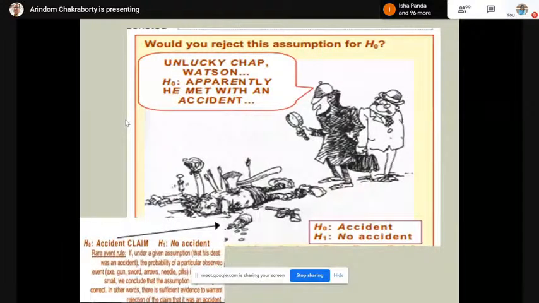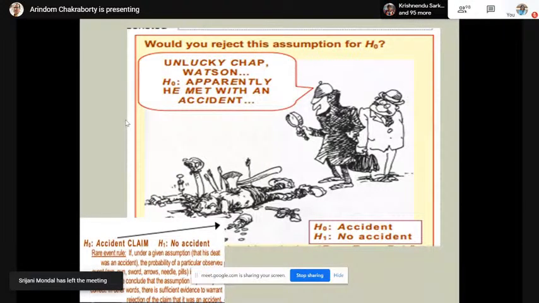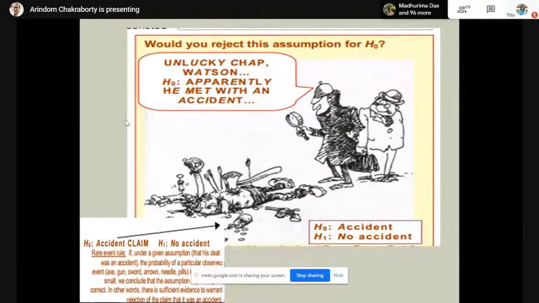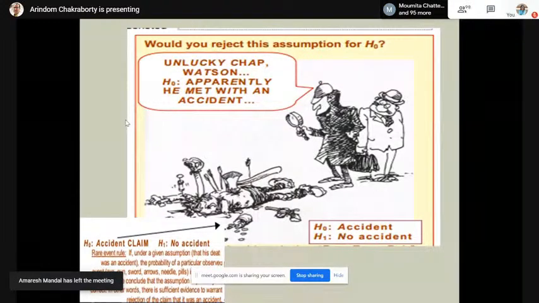Now let's go back to Sherlock Holmes. Some crime has happened, and the null hypothesis is that it's an accident, against the alternative hypothesis that it's not an accident. Now look at what Sherlock is saying to the unlucky chap Watson. Whenever we have something like this, we go for the evidence. What things are available here? You can see some bows, one axe, one gun, and a person lying on the road, with the axe on his back, and so are the bows.